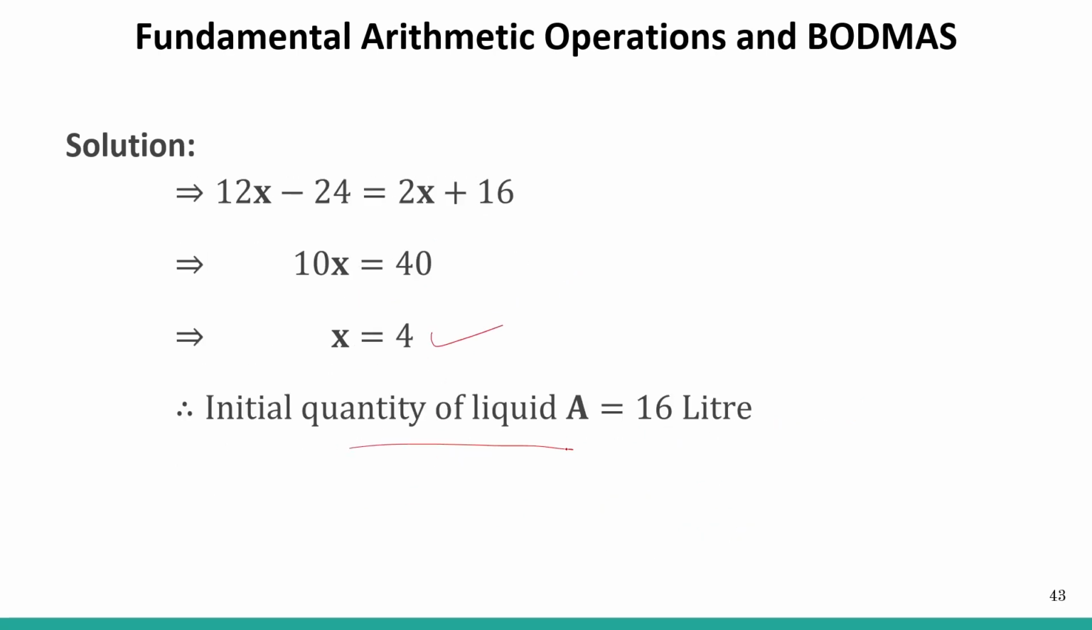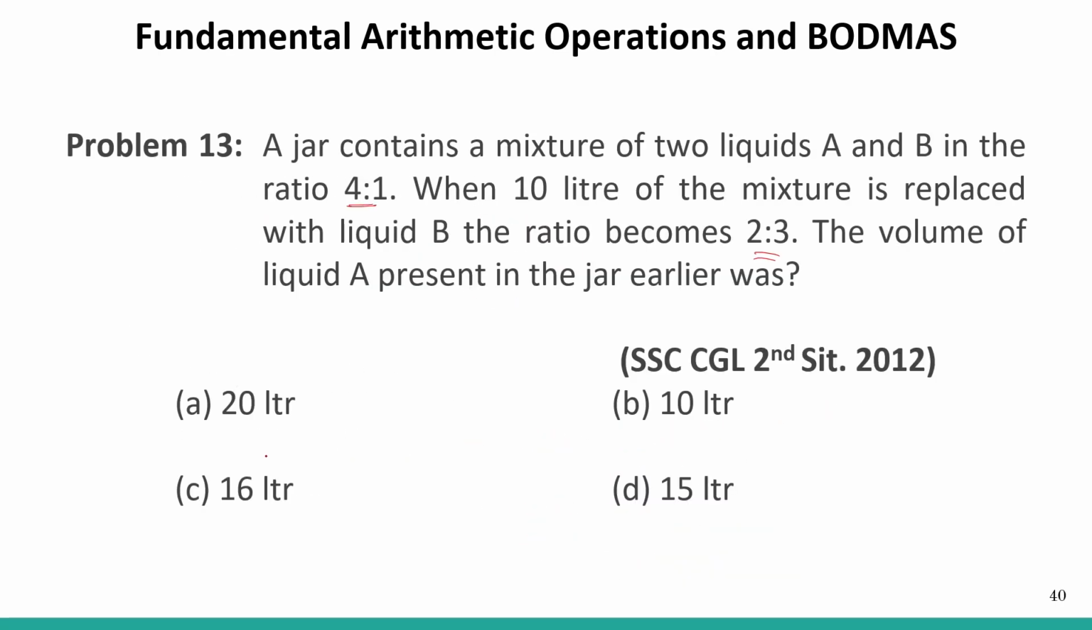So the initial quantity of liquid A is equal to 16 liters since it was 4x. Okay, 4x is equal to 4 into 4 is equal to 16. Okay, this is the correct answer. So 16 is the correct answer. 15, 10 and 20 are all wrong. So this question has been asked in the 2012 SSC CGL second sitting exam.